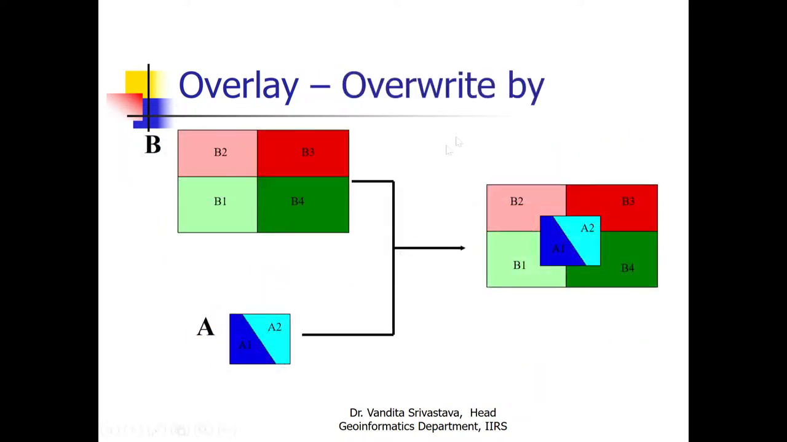There is another operation called override by. Instead of doing the clipping, now the attributes of this layer, the override layer, are copied to the output. This is a very useful operation for updating the data set. Suppose you had a road layer and you want to update it, you want to replace the old road which is not present now, but a new road is created. So this kind of operation will be very useful.